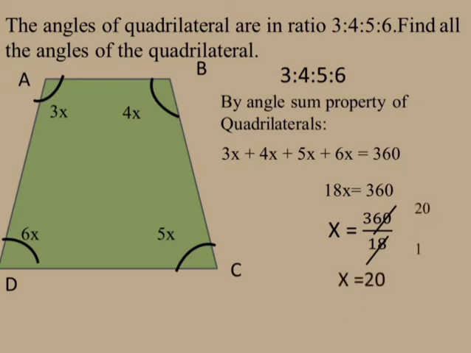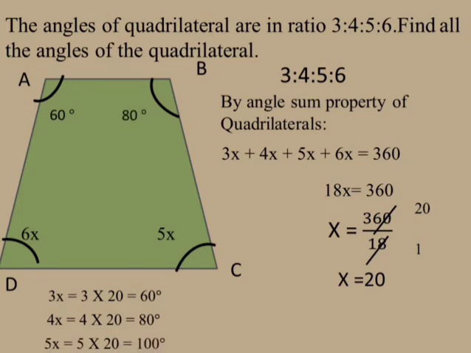Now that we have the value of x, let us substitute this value of x in each angle. Our first angle is 3x, that is 3 multiplied by 20, which is equal to 60. So the measure of angle A is 60 degrees. Our second angle is 4x, that is 4 multiplied by 20, which gives us 80 degrees. So angle B is of measure 80 degrees. Similarly, angle C is of measure 100 degrees and angle D is of measure 120 degrees.